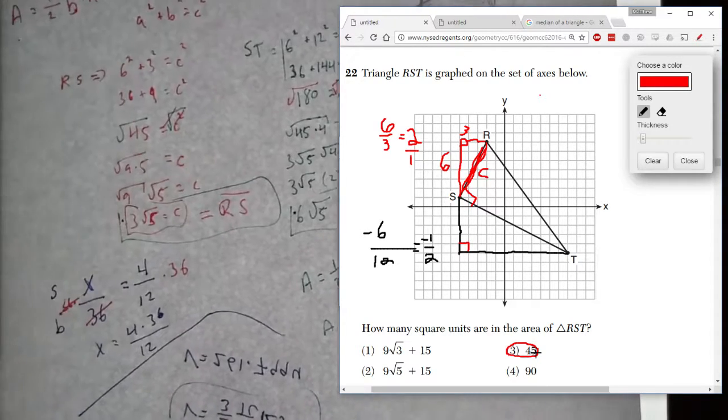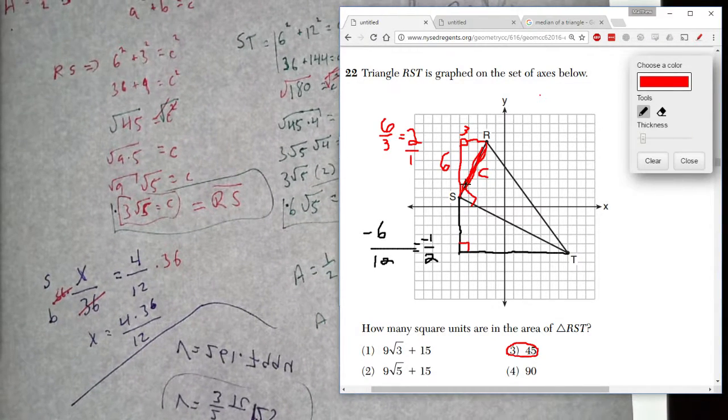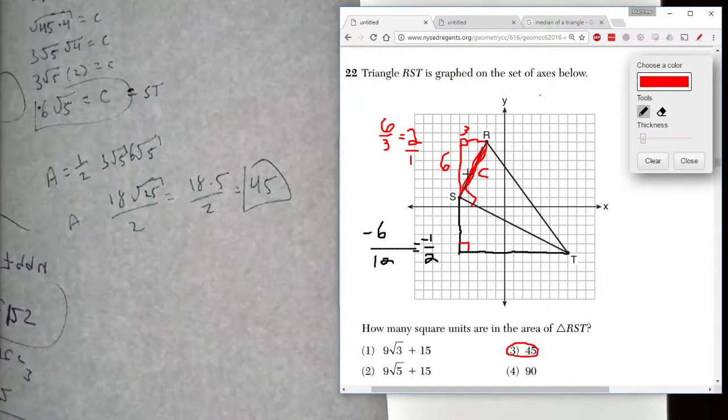There's a lot going on there, but I guess the crazy part is getting the negative reciprocal and then using the Pythagorean theorem or distance formula. There's a lot for one question, but you can do it. Get 45.